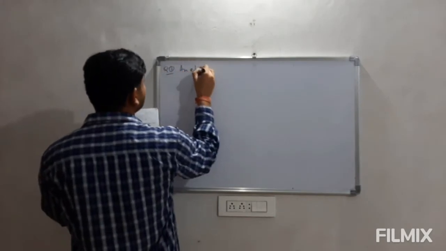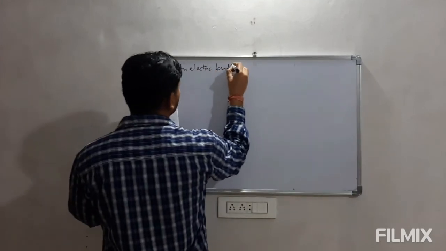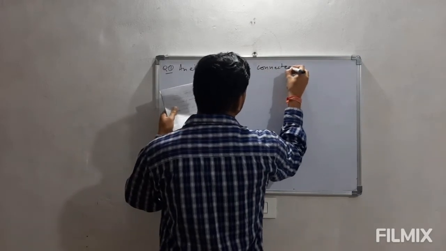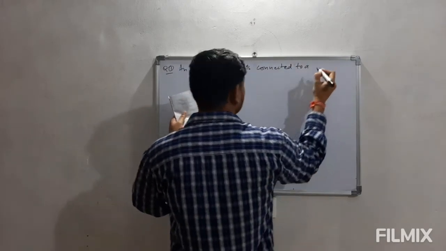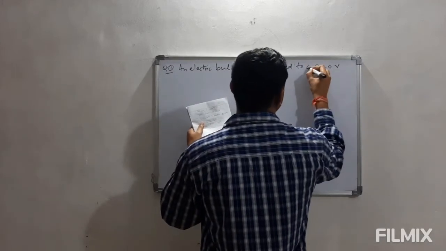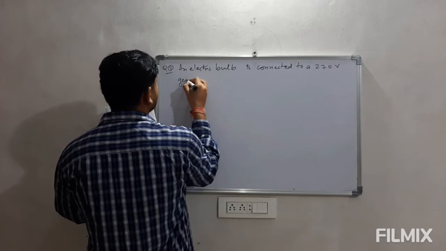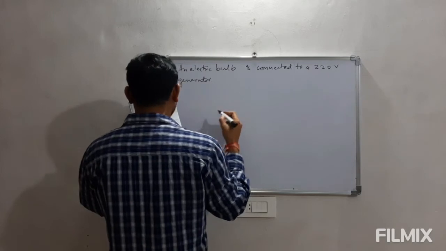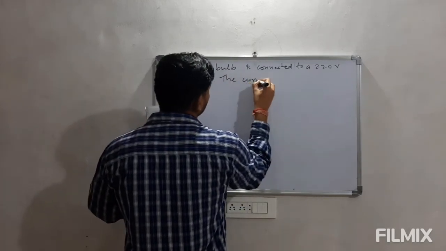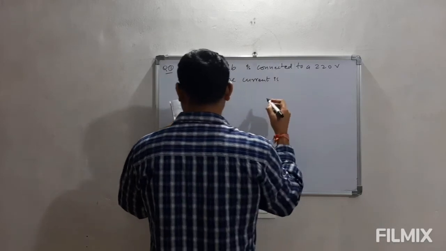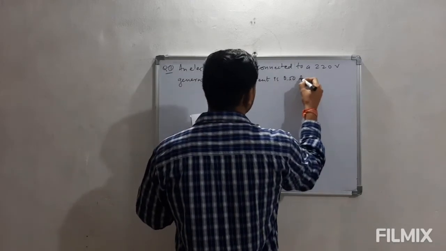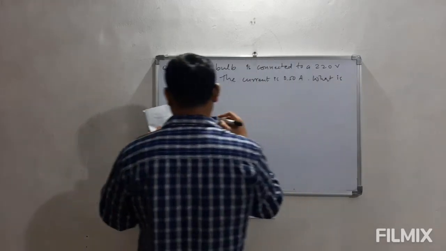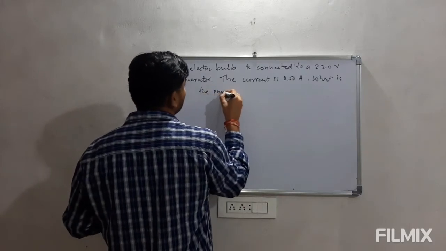An electric bulb is connected to a 220 volt generator. The current is 0.50 ampere. We have to calculate the power of the bulb.